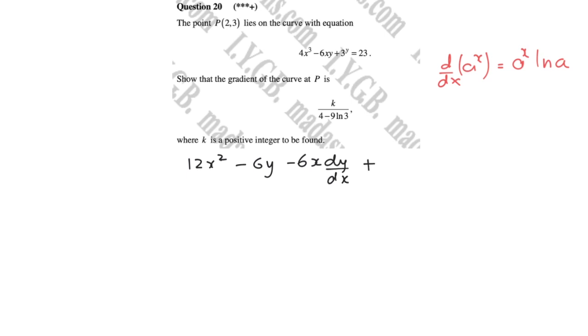Now with respect to 3 to the y, fear not, because you just differentiate it as normal, as if it was x. Imagine if it was 3 to the power of x. It would be just 3 to the x ln 3. So this is 3 to the y ln 3 dy over dx. That's the only extra, because you're differentiating y.